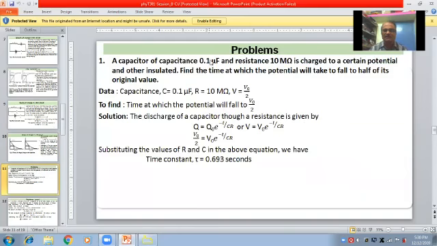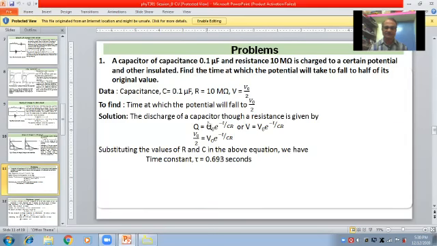A capacitor of capacitance 0.1 microfarad and resistance 10 mega ohm is charged with a certain potential and then insulated. Find the time the potential will take to fall to half of its original value. So capacitance is 0.1 microfarad, and resistance is 10 mega ohm, and we have to find out the time when the voltage is equal to V naught by 2.